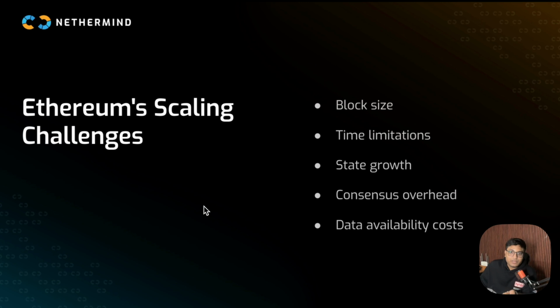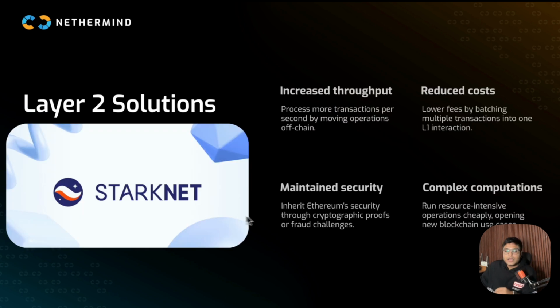Then comes the data availability costs. Storing all transaction data on chain is really expensive, and this leads to rapid chain growth. These factors together combine to create network congestion and high gas fees on L1, especially during peak usage of the network. This is where layer 2 solutions like StarkNet come into the picture.